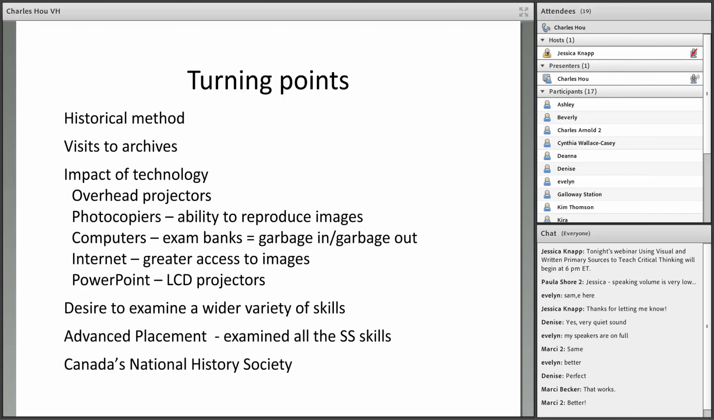The other thing that happened around this time, I started teaching at Burnaby North, and I started teaching advanced placement. And the way they examine at the end of the year, it tested all of the skills I was trying to teach. The problem, of course, they weren't Canadian, so I had to create my own. Canada's National History Society, I was fortunate enough to get on the board of directors, and they had 3 meetings a year at different places across Canada. I was able to get access to a variety of archives.